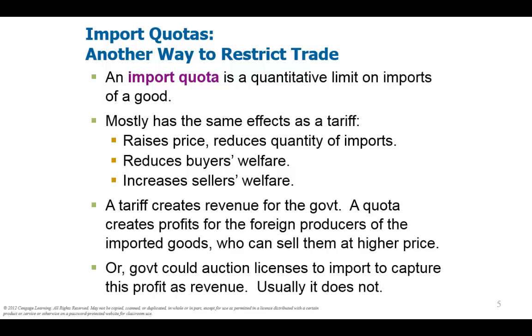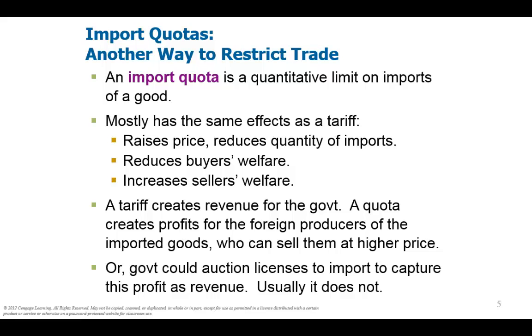The other tool that is used, and these are tools that the government would use, we also call them the planner, or the benevolent social planner. The second tool that is used is a quota. When you think of quota, think of limit, not a tax as a tariff, but a quantity limit. The effects of a quota and the effects of a tariff are the same.